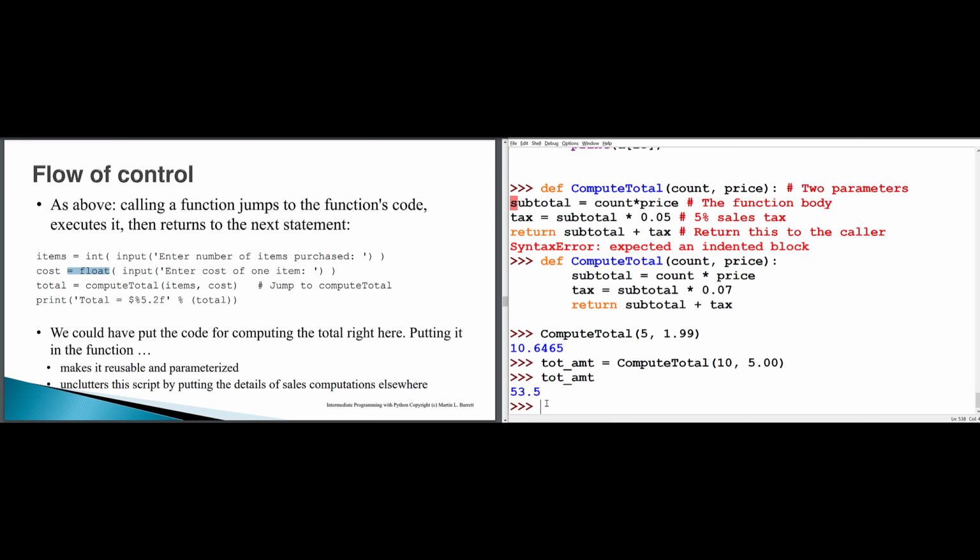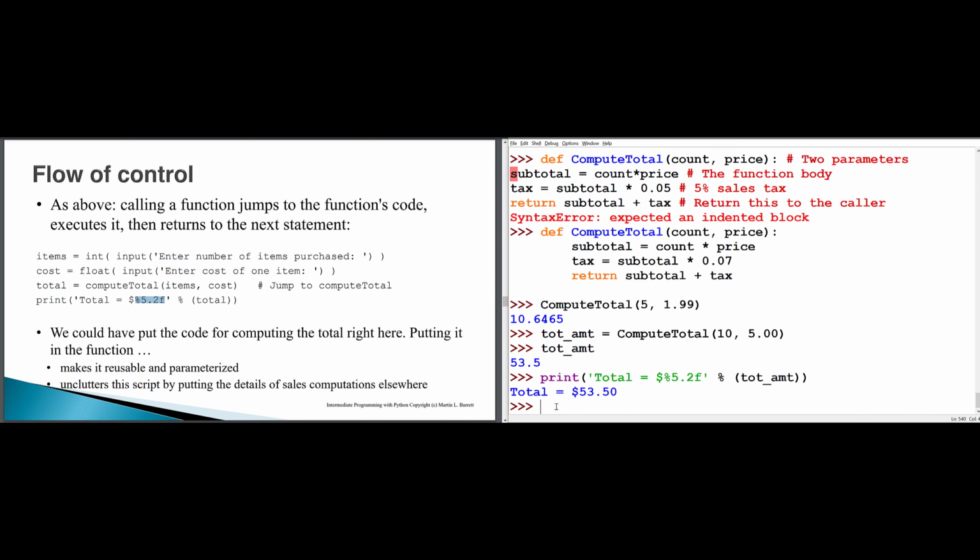The customer is going to be used to seeing dollars, dot, and then dimes and pennies. So we can use the %5.2f format to make that stuff look more reasonable. Total is dollars, and then %5.2f with my value of, let's say, tot amount. All right, so now I've got $53.50.